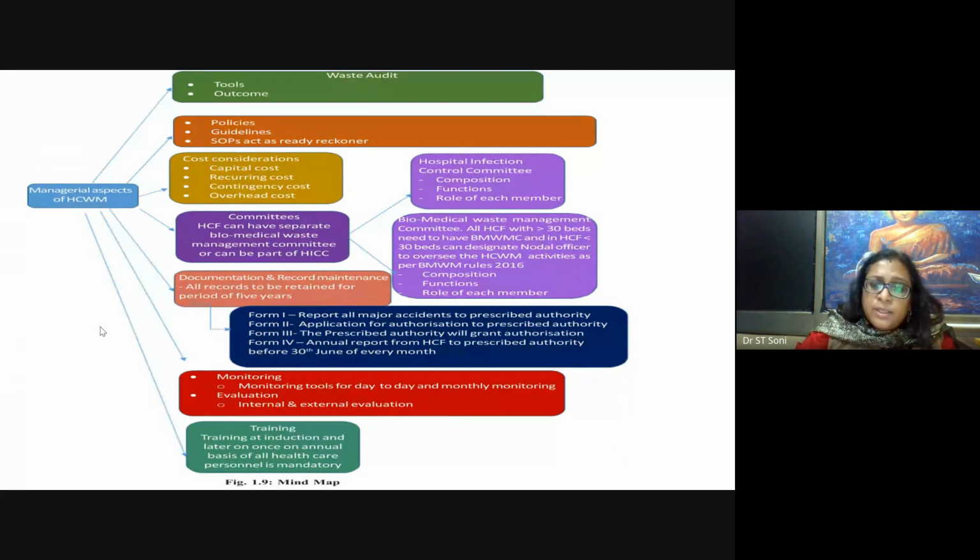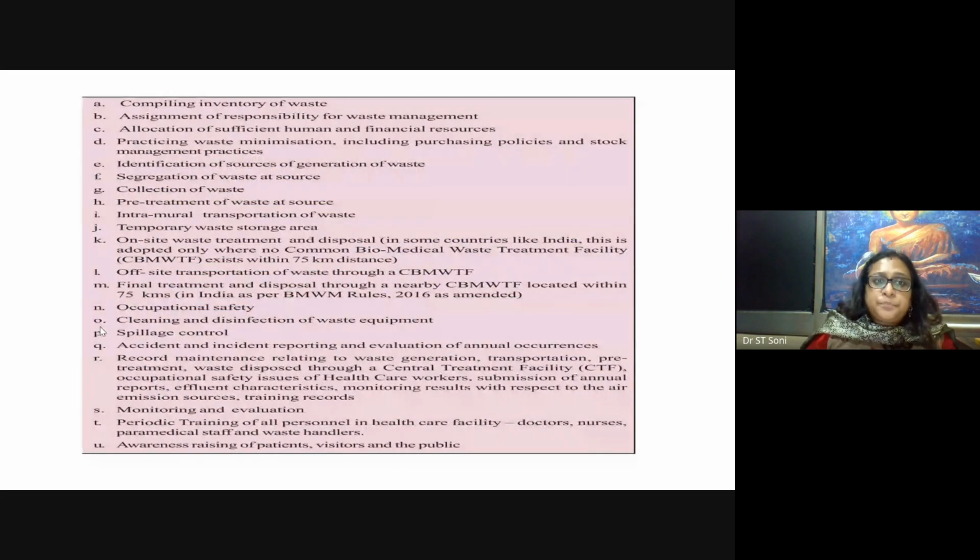So day to day monitoring, monthly monitoring and evaluation, and external and internal peer evaluation are very, very important to put things in place. And after the monitoring, if you find some lacuna, we need to train and retrain the personnel. So training at induction and regular refresher training is also a mandate for good biomedical waste management practices, or for good healthcare waste management practices. So these are all the management tasks we will be doing in a healthcare organization.